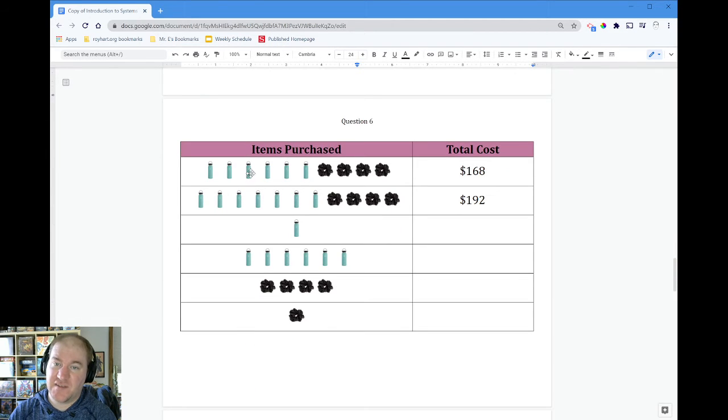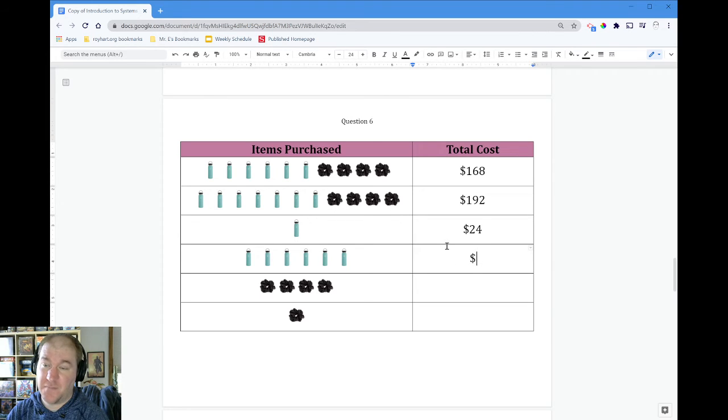Question 6. 6 water bottles and 4 scrunchies is $168. 7 water bottles and 4 scrunchies is $192. The difference between these two purchases is 1 bottle, and the difference in cost between these two purchases is $24. There is no difference in the scrunchies. So one bottle is $24.